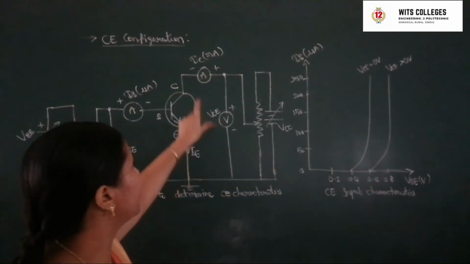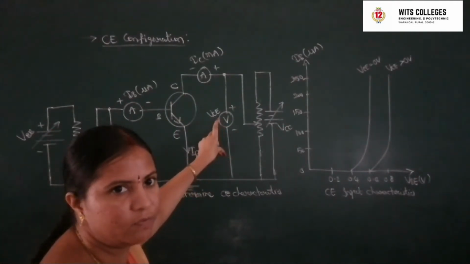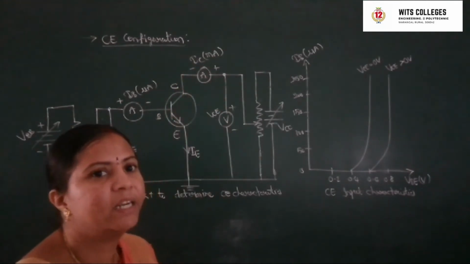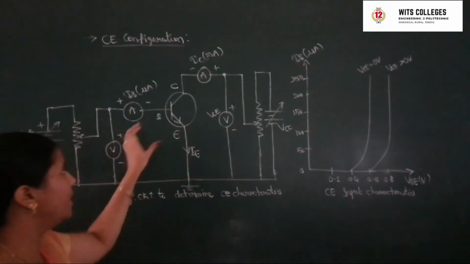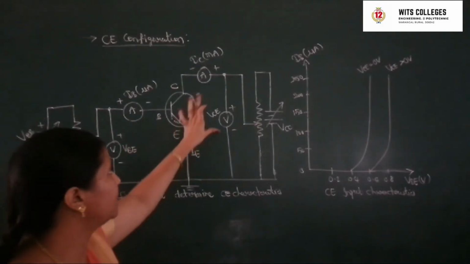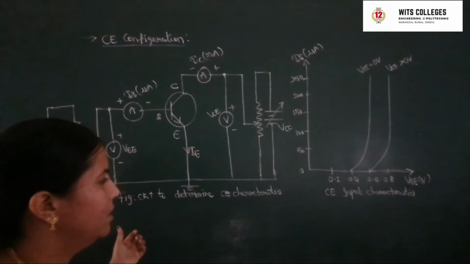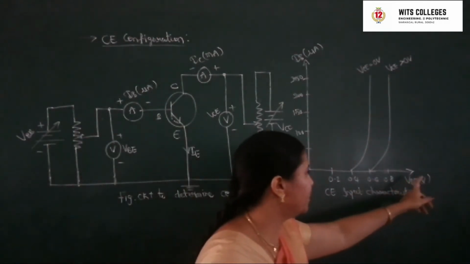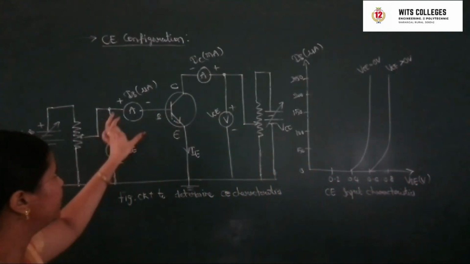This is one voltmeter connected between collector and emitter, the collector to emitter voltage VCE, and one ammeter at the collector terminal measures collector current in terms of milliamps. So this is the circuit. Here the emitter base junction is always connected in forward bias, and the collector base junction is always connected in reverse bias. Coming to the common emitter input characteristics, what are the inputs here? Base emitter voltage and base current.